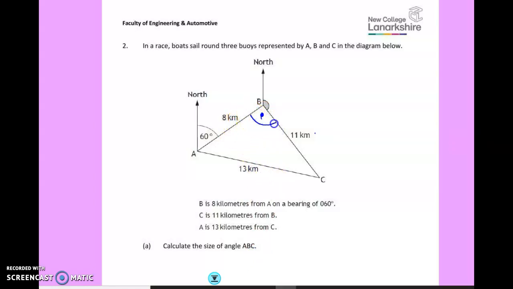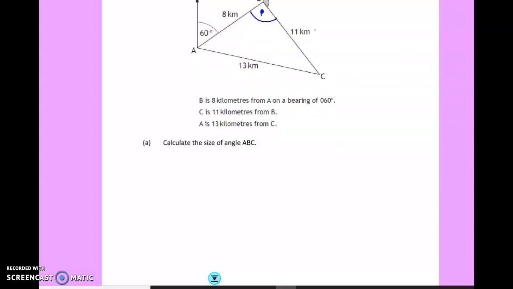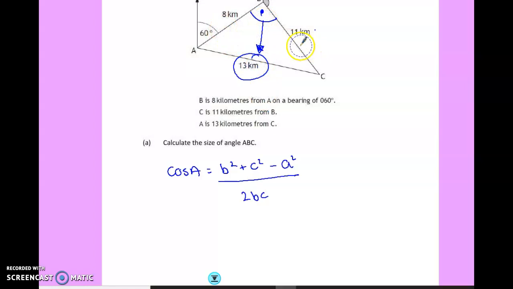Okay, it's in a triangle. I know all 3 sides of the triangle. I know all 3 lengths, so I can use the cosine rule. Cosine rule for finding an angle is cos A equals B squared plus C squared minus A squared all over 2BC. The only one that needs to be different is A. A must be this one here because it's across from the angle that we're trying to find. Doesn't matter which one's B, which one's C.